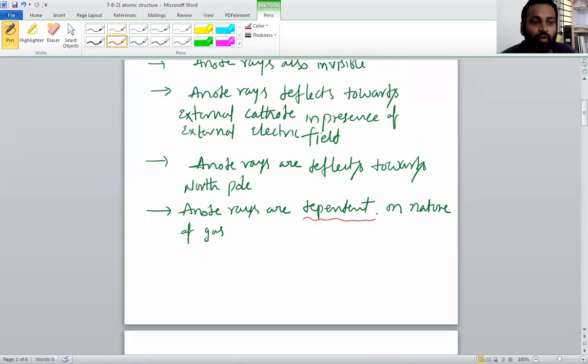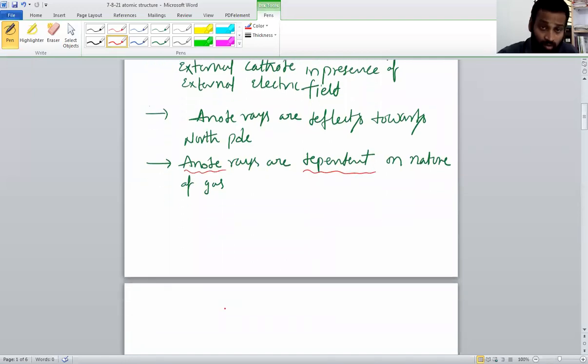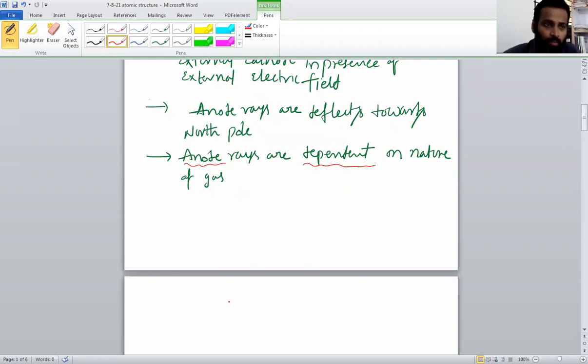So what you observe here is that cathode rays and anode rays are traveling in a discharge tube in opposite manner. Cathode rays are traveling from cathode to anode, and anode rays are traveling from anode to cathode, like this. Full up, full down. Okay. So this is the discovery of the proton.